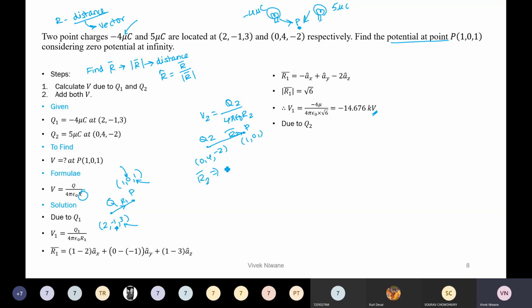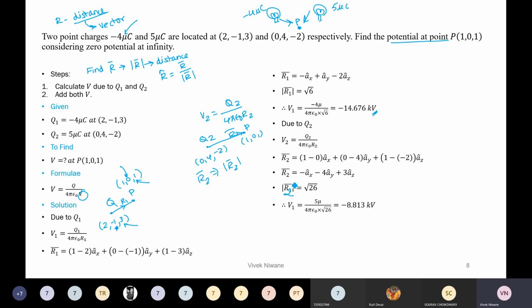Then you will find the magnitude of R2 bar, put the values in the formula and get the answer. V2 is expressed as Q2 upon 4 pi epsilon 0 R2. R2 is found in this way and is equal to minus AX cap minus 4AY cap plus 3AZ cap. Therefore, the magnitude of R2 is root 26. That was a typing mistake earlier. So put the values into the expression.